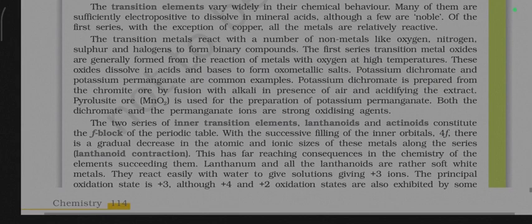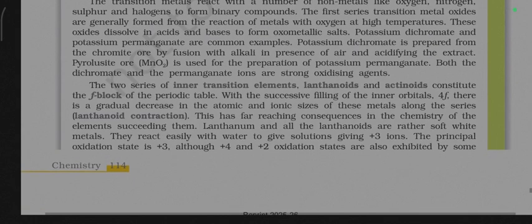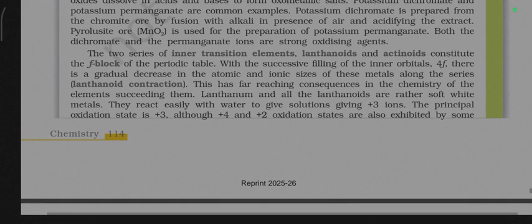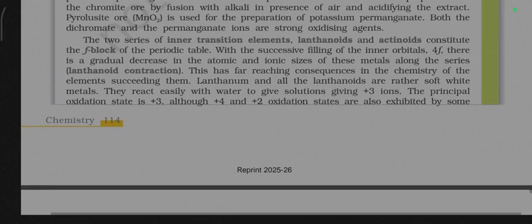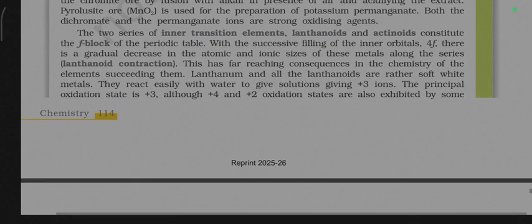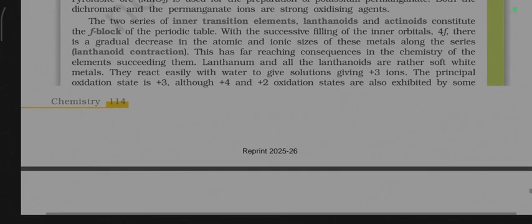The first series transition metal oxides are generally formed from the reaction of the metal with oxygen at high temperatures. These oxides dissolve in acids and bases to form oxometallic salts. Potassium dichromate and potassium permanganate are common examples. Potassium dichromate is prepared from the chromite ore by fusion with alkali in presence of air and acidifying the extract. Pyrolusite, or MnO2, is used for preparation of potassium permanganate. Both the dichromate and permanganate ions are strong oxidizing agents.